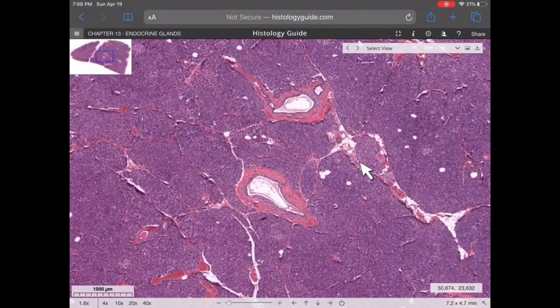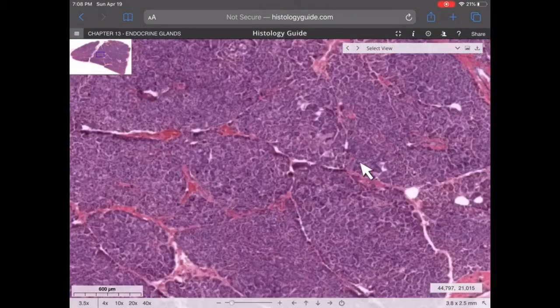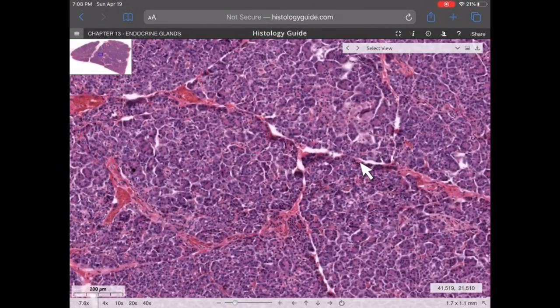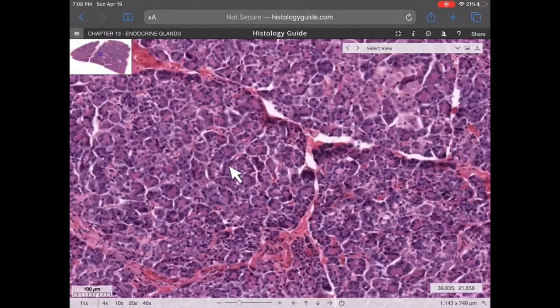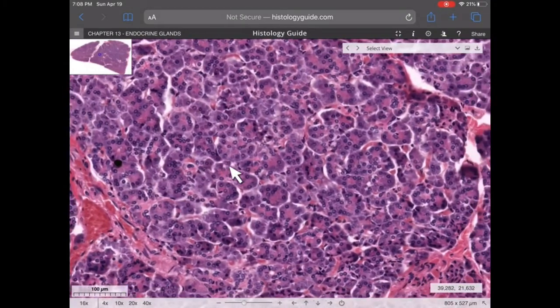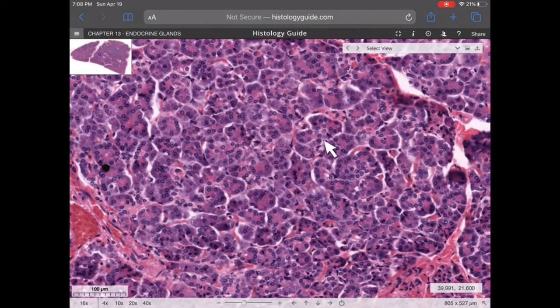So let's zoom way in. Alrighty. So, you can see in this section we've got little clumps of cells that are purplish or darkish purple-pink, and they're arranged into small balls or clumps. So here's one, here's one, here's one, here's one. These are called exocrine acini. That's A-C-I-N-I. Singular is an exocrine acinus, A-C-I-N-U-S.